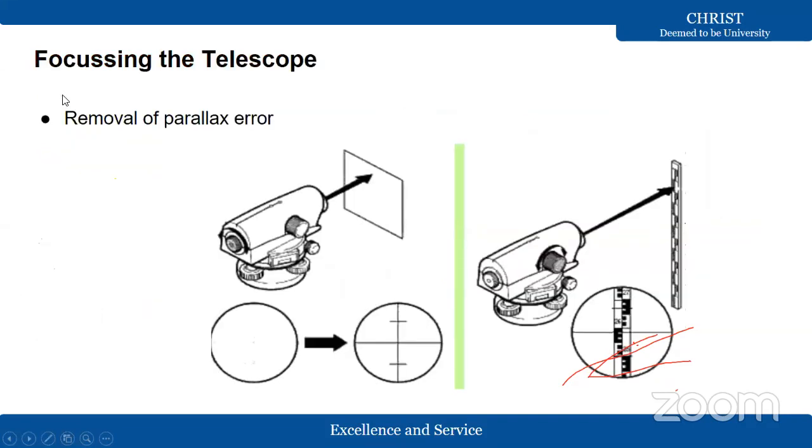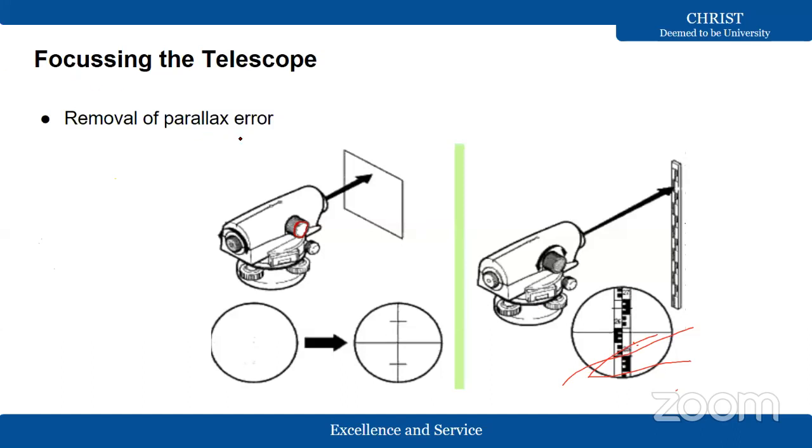Then you are going to focus the telescope. This is the focusing screw you have. You have to move this focusing screw a little bit. Initially the crosshairs will not be visible. Once you adjust this focusing screw, you have to either fix a white paper or direct your telescope to the sky. If there is a clear sky, you focus your instrument to the open sky, or you put a white paper on it. Then you adjust this screw and the crosshairs will be visible clearly. Now your instrument is ready after removal of parallax error.